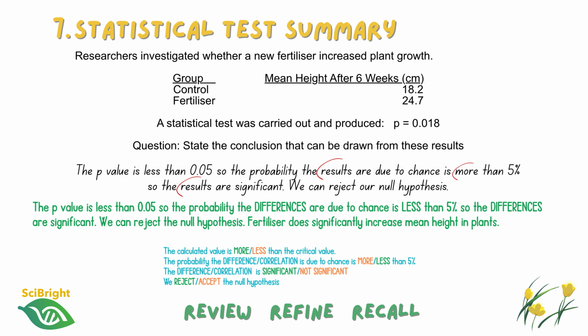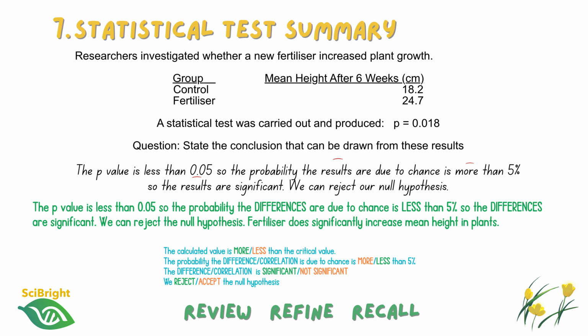So here, the p-value is less than 0.05. So the results are significant and we can reject the null hypothesis. Those parts are correct. However, we can never talk about the results being significant. We have to state the differences are significant when using chi-squared or t-test. And t-test would be the test we are using here because we're comparing means. If we were wording a conclusion on the correlation coefficient, we would have to say the correlation is significant.